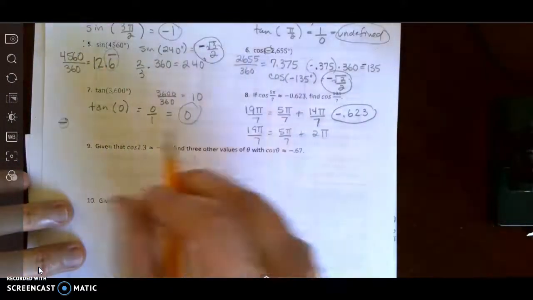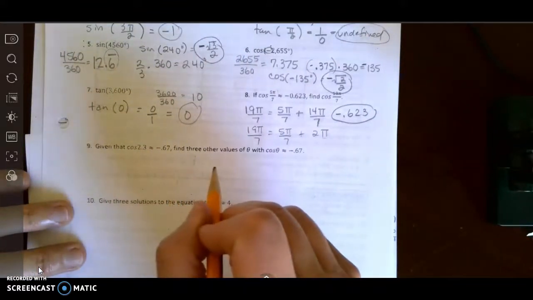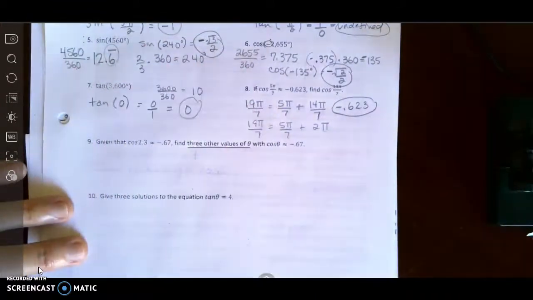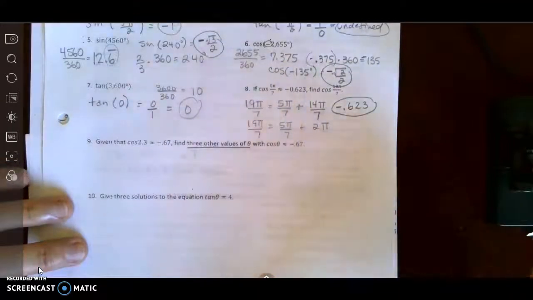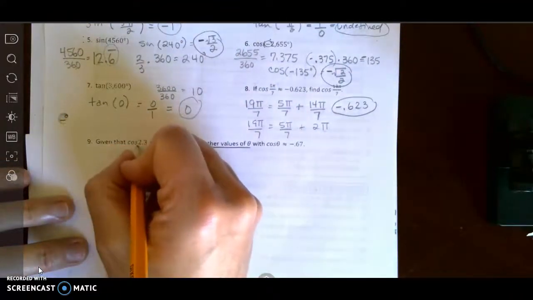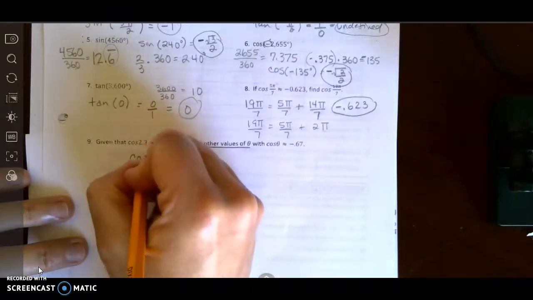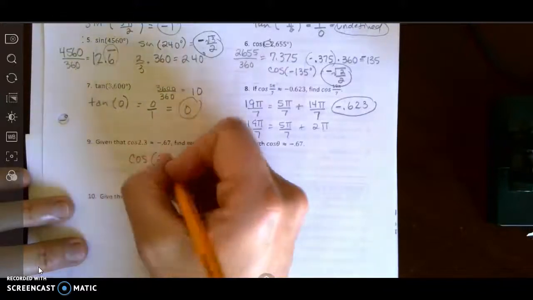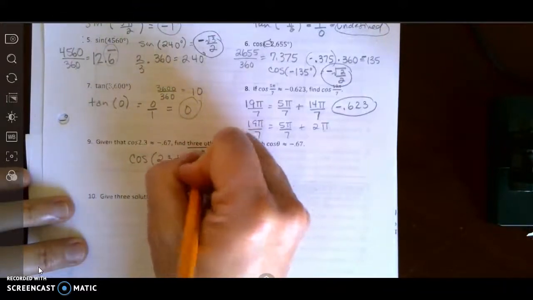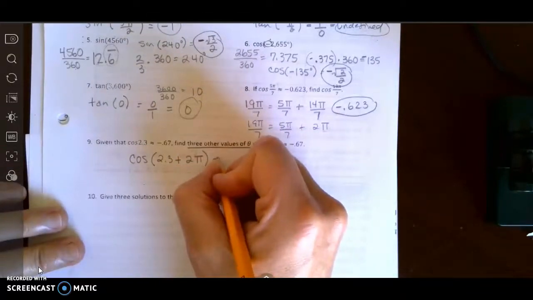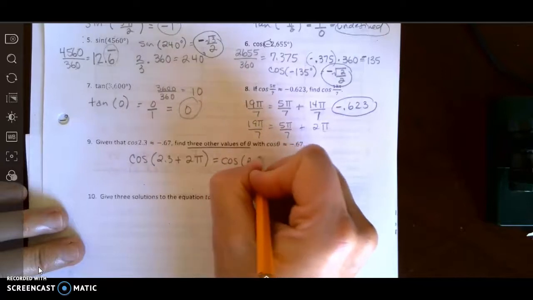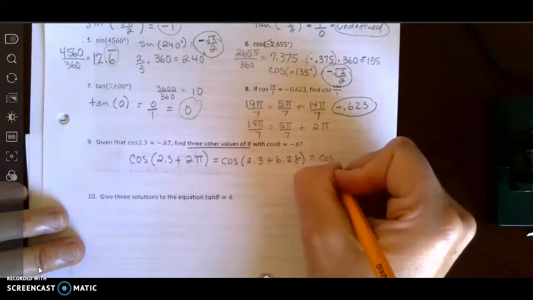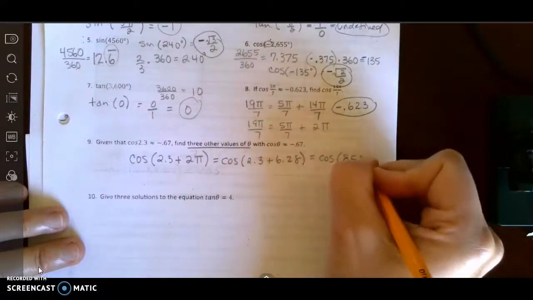Right. So number 9 says that the cosine of 2.3 is approximately negative 0.67. Find 3 other values of theta where the cosine of theta is negative 0.67. Well, we know that cosine of 2.3 is negative 0.67, so we could take cosine of 2.3, and this must be in radians because there's no degrees, so just go around the circle again, so just add 2 pi. Well, that is approximately the cosine of 2.3 plus 6.28, so that gives us the cosine of 8.58.